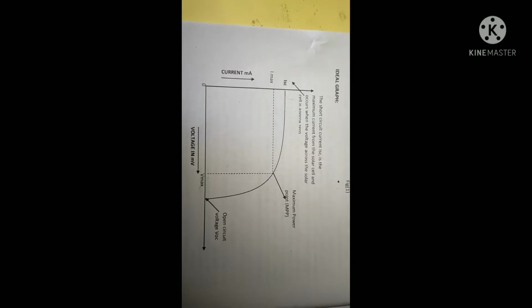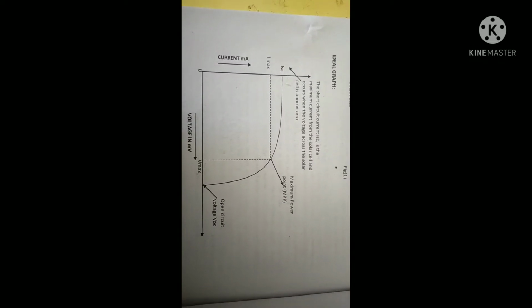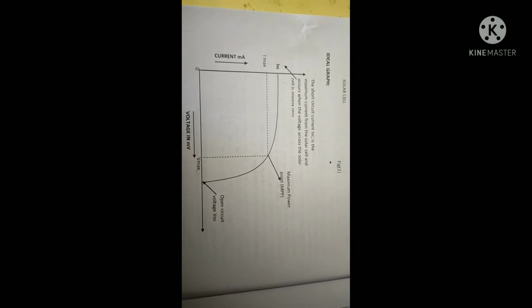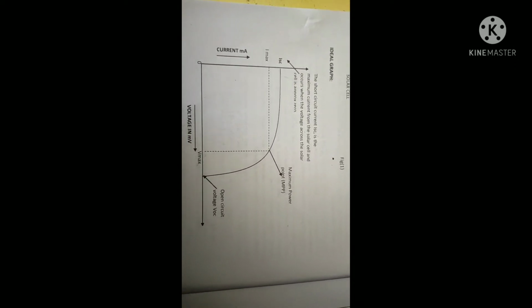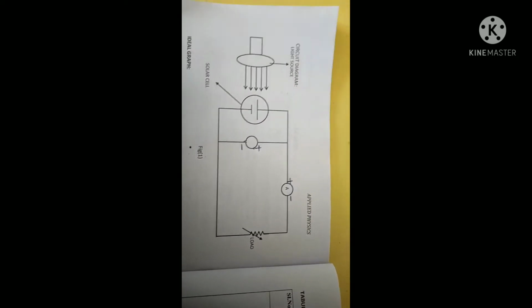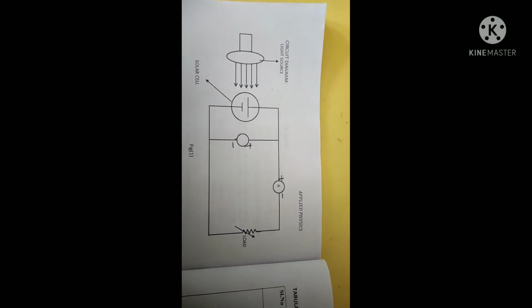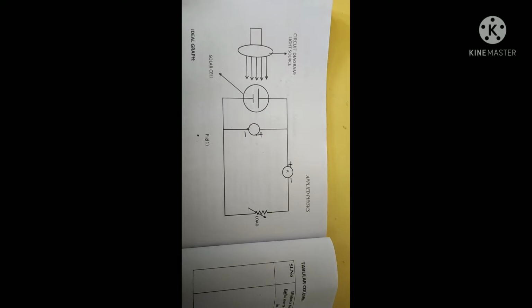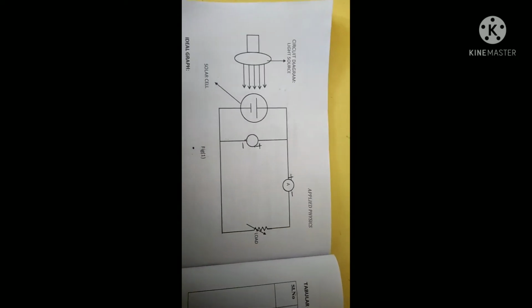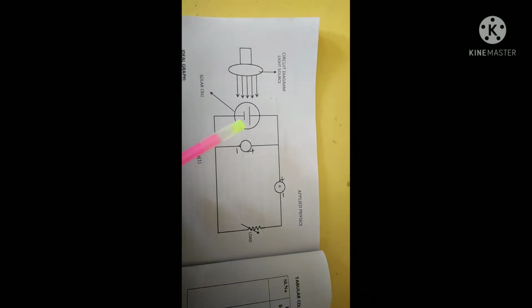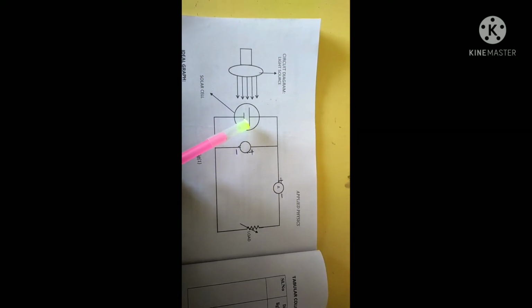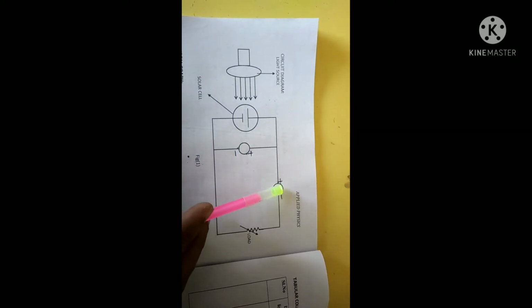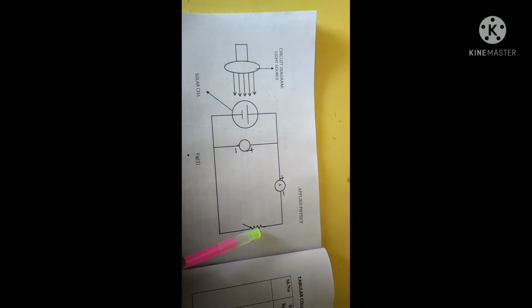This is the model graph related to the IV characteristics of the solar cell. Here you just observe things like open circuit voltage and short circuit current. When you see the circuit diagram, from the connection point of view, see, this is the light and the cell, the voltmeter, ammeter and load.